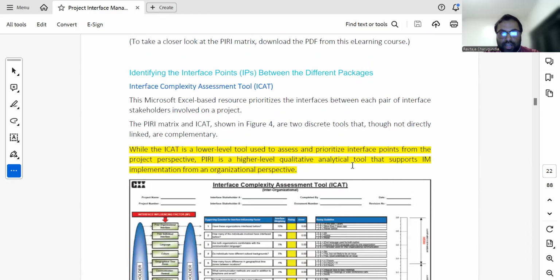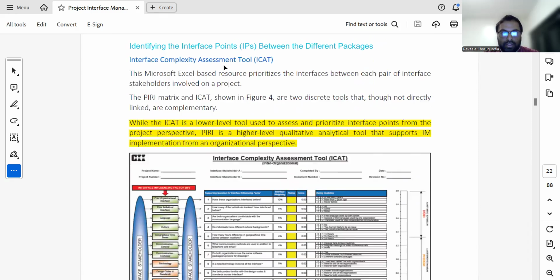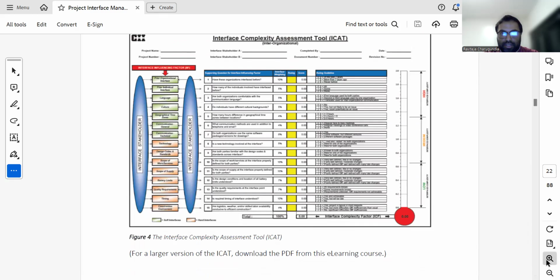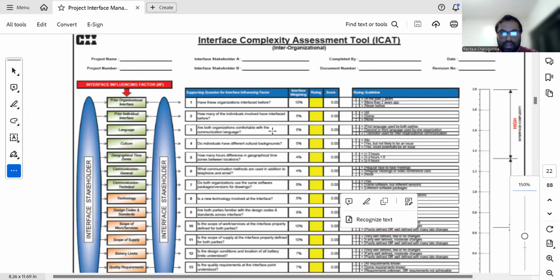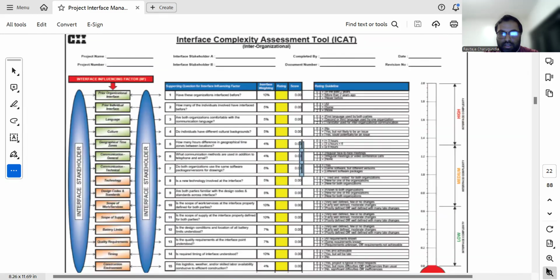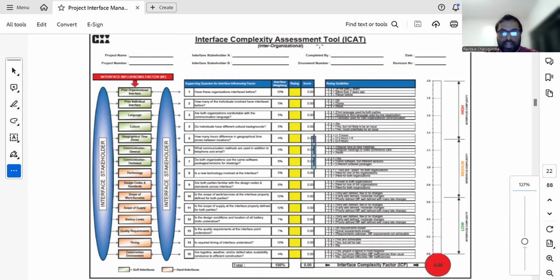It is used as a high-level qualitative analytical tool that supports the IM implementation from the organization perspective. If you look at this chart, let me zoom in. This is a sample interface ICAT tool. It ranges from 0 to 2. From 0 to 0.5, we call it low complexity. From 0.5 to 1.2, we call it medium complexity. From 1.2 to 2, we call it high complexity.